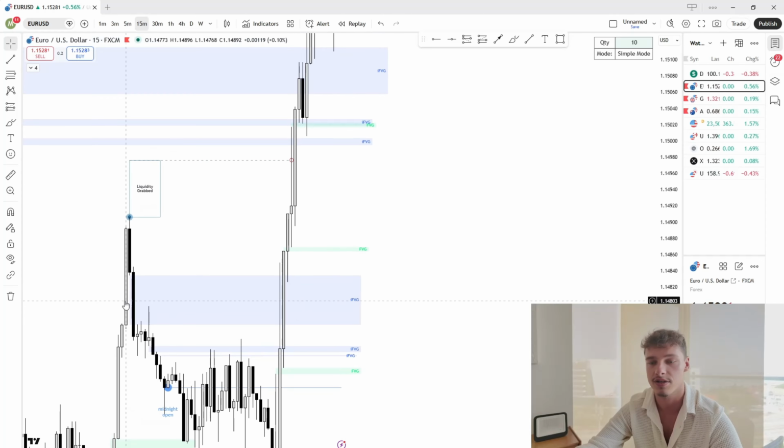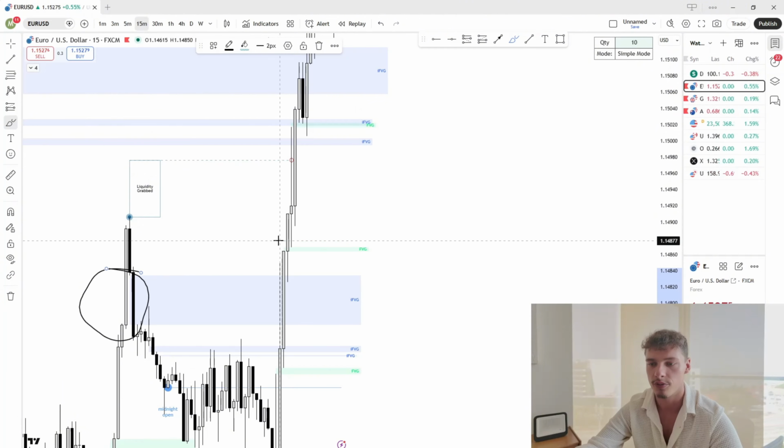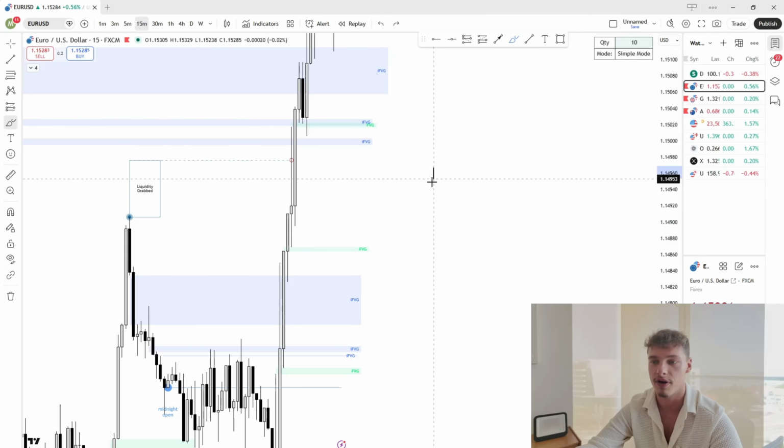Again, here we had a nice IFVG formed around this area. We formed the IFVG, we tapped back into that IFVG, and from this candle here is exactly where you'd have entered your trade. This again would have been a very nice either scaling or just a nice simple trade for you guys to have within the market.